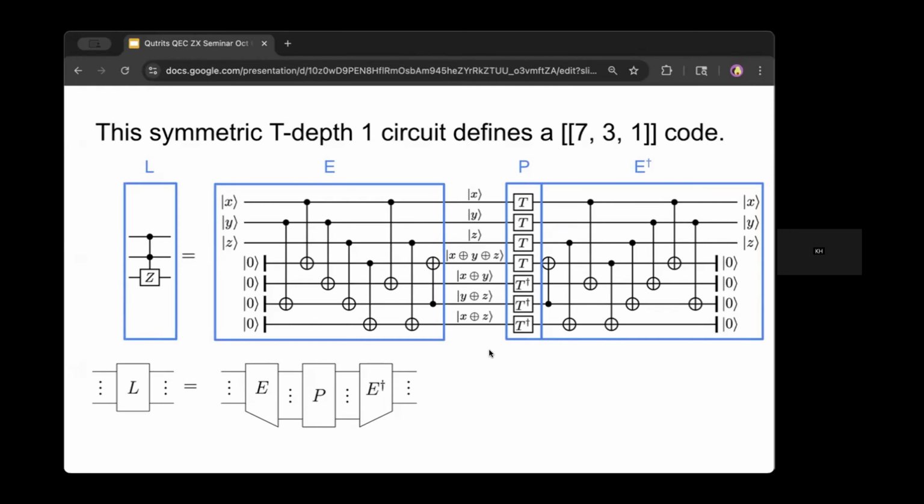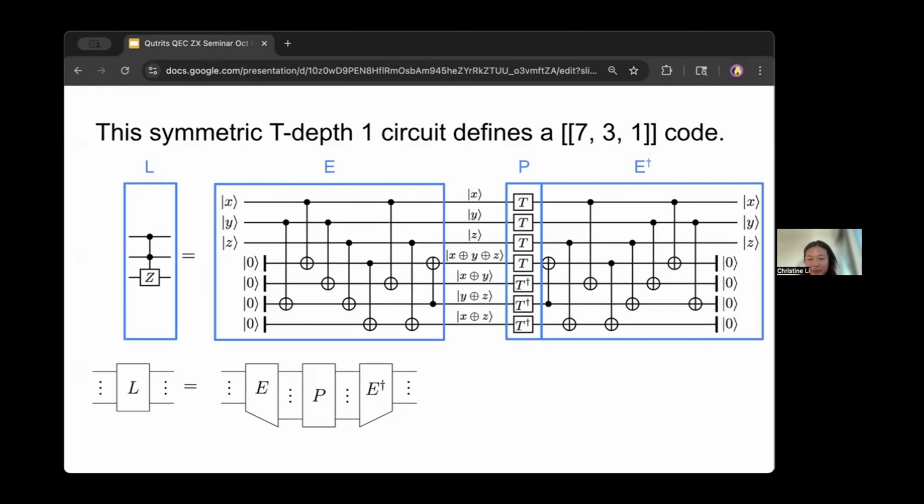This code detects zero errors and corrects zero errors. So is it really fault tolerant? It's a distance one code. So it corrects no errors and it detects no errors. How is this fault tolerant by that definition? Right, okay, that's a good question.